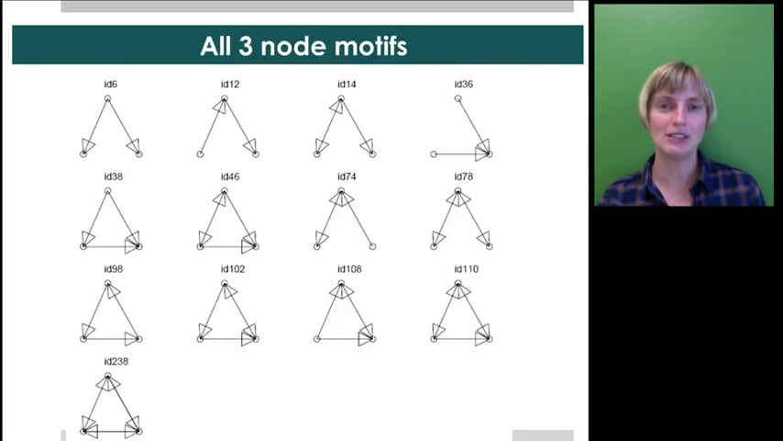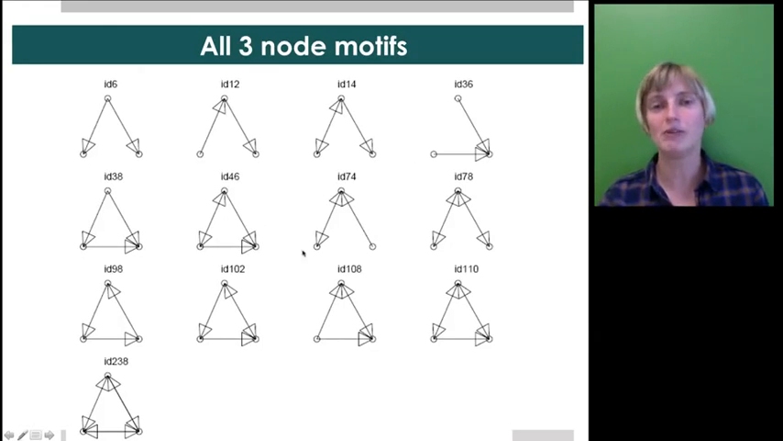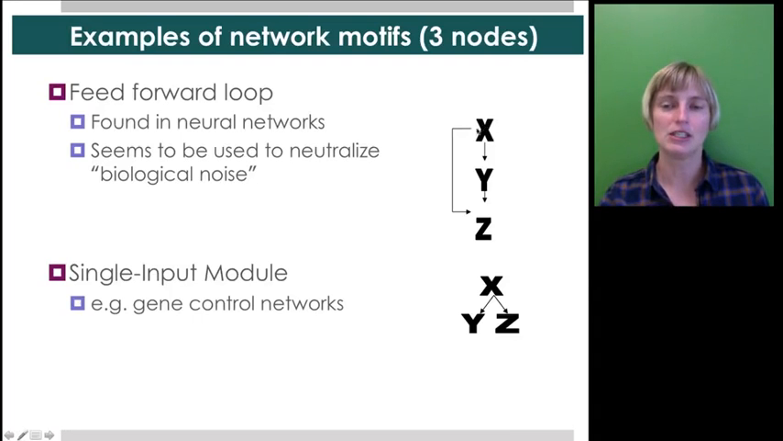So in addition to the feed forward loop, you have a number of other 3-node motifs. You enumerate all possible ones. And so the feed forward loop occurs often in neural networks, and it seems to be used to neutralize biological noise because X activates Y, activates Z, but X also directly activates Z. You can encounter other things. So a single input module might be found in gene control networks where X might be activating a number of other genes.